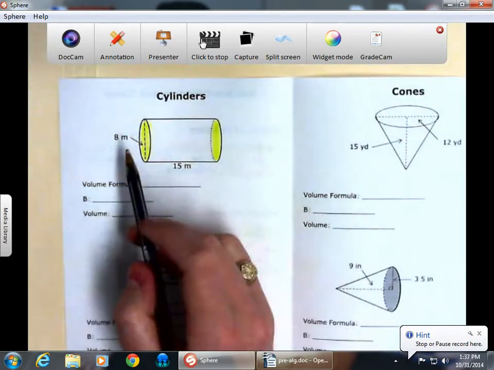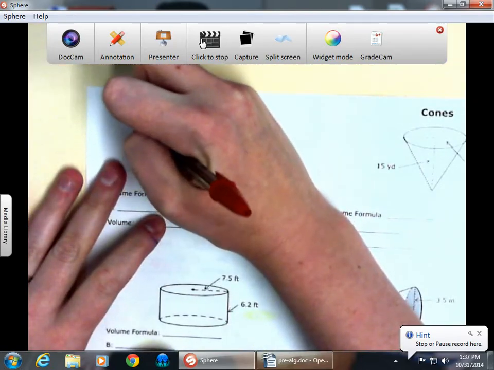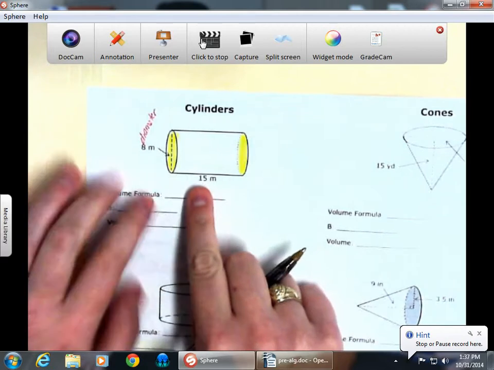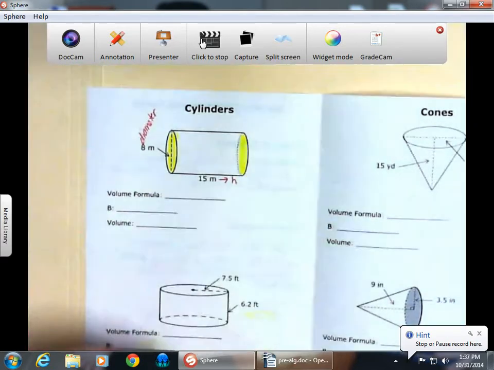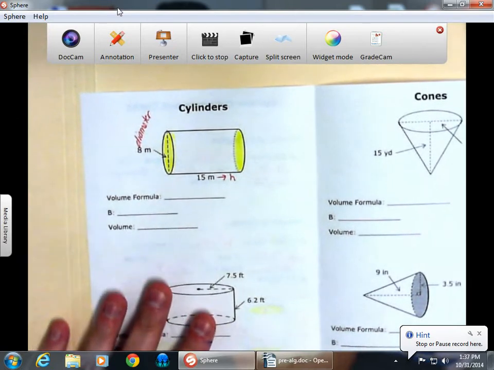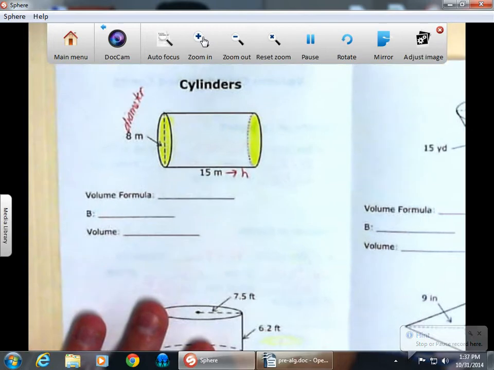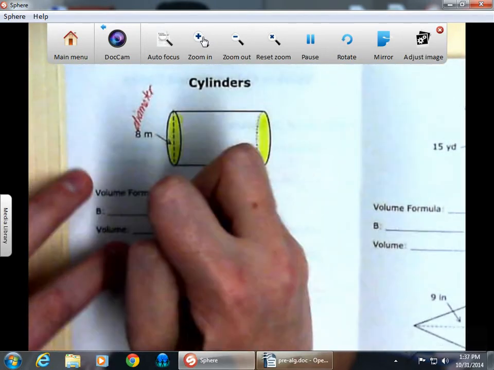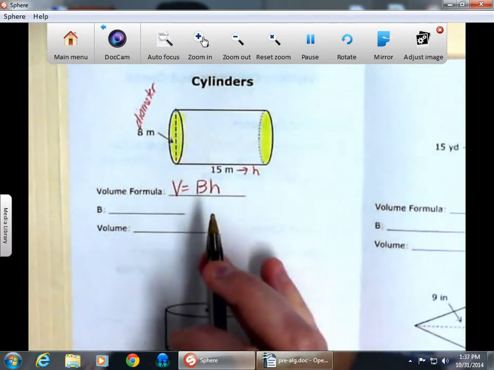This 8 is going all the way across my circle, so that's our diameter. And the 15 is going from base to base, so that is my height. So in order to do this, I need to find the volume by knowing the right formula. So it's V equals big BH. I don't know what big B is, so I have to figure that out.